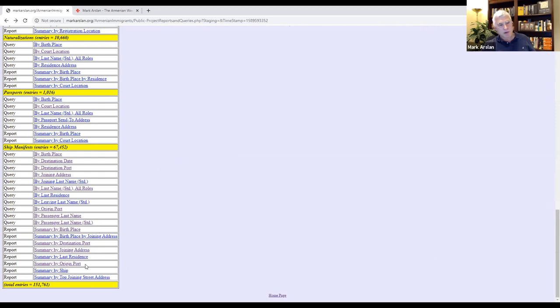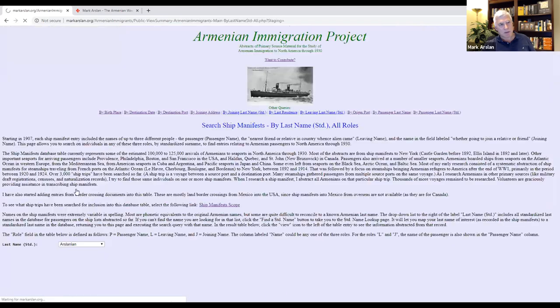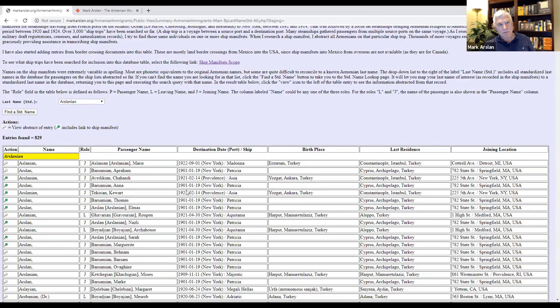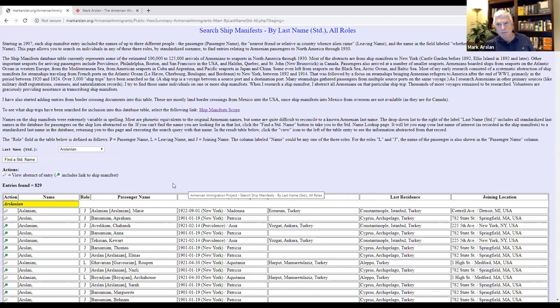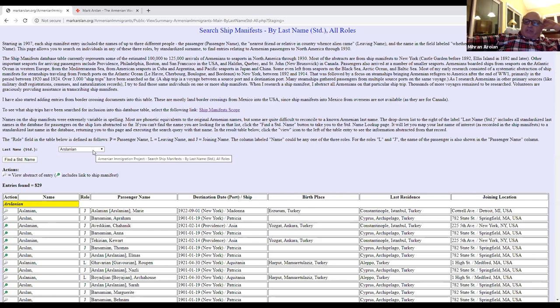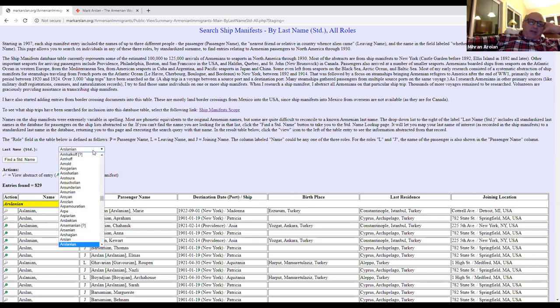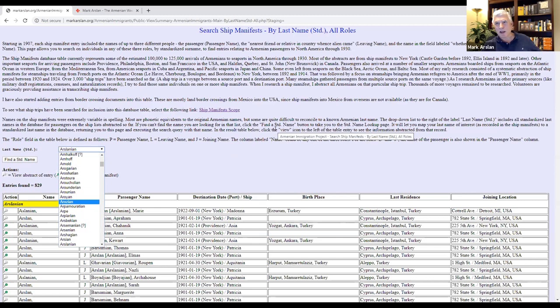I just want to show you this. You can look at origin port, destination port. You can look at, let's say, a last name. Let's say somebody give me a last name. Why don't you try Hovig, because he said he doesn't have any family. Okay, so let's look at Ohanessian.